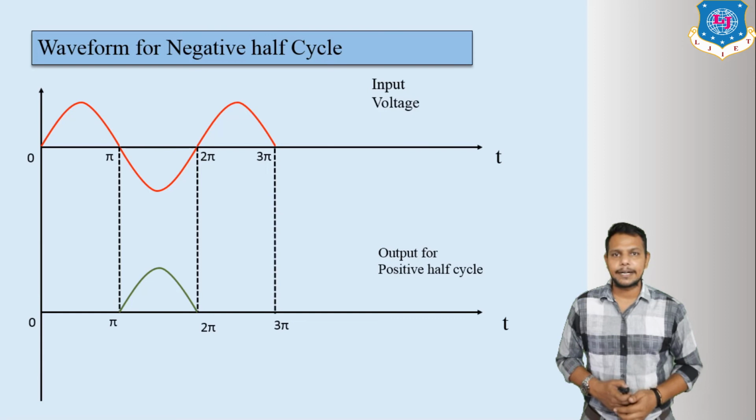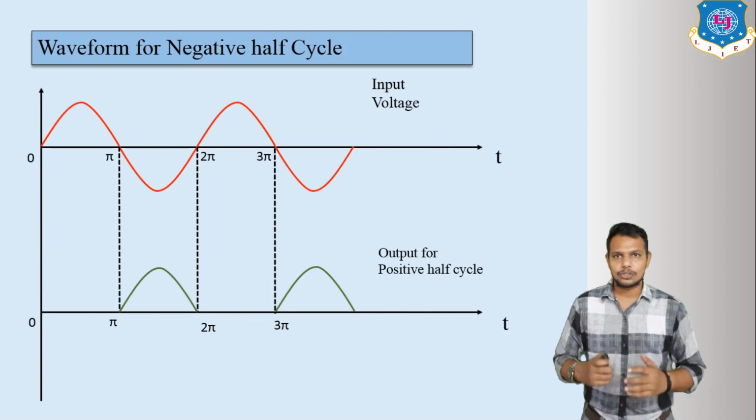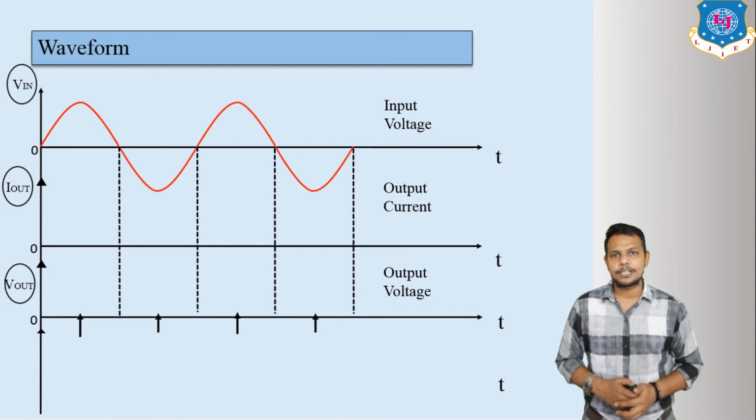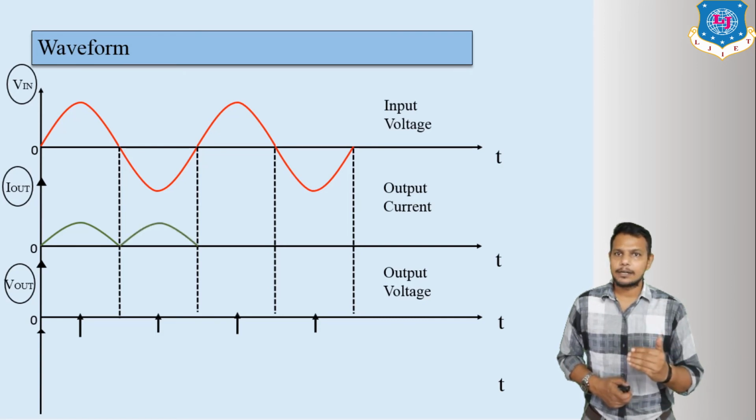Again, if we enter the negative half cycle, then we will get positive at the output side. So this is the waveform for the negative half cycle. Now let us discuss the final waveform. If we enter the positive and negative waveforms together, the output current will be like this. For positive, we will get positive; for negative, we will get positive as well.